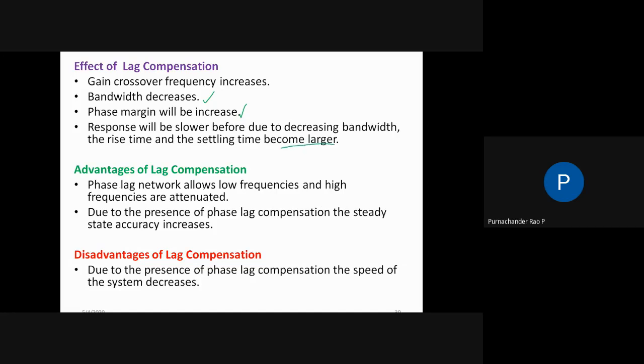Okay, so the phase lag network allows the low frequencies and high frequencies are attenuated, and due to the presence of the lag compensator, the steady state accuracy increases. These are the advantages of lag compensation, and the disadvantages are that the speed of response decreases. The speed of response decreases because your settling time and rise time are larger.